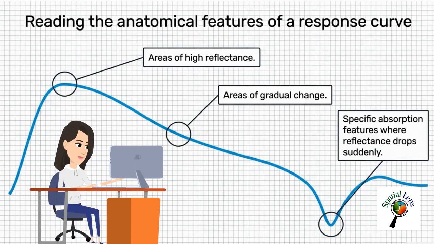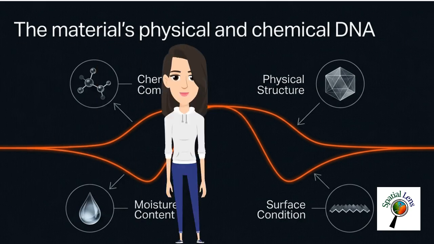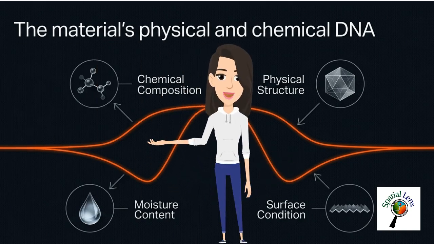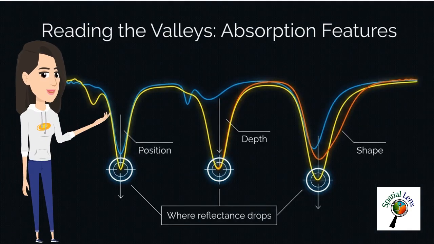The shape of a spectral signature can contain several important features. We may see areas of relatively high reflectance, areas of low reflectance, gradual changes, and specific absorption features where reflectance drops at particular wavelengths. These absorption features are especially important because they are related to the physical and chemical properties of the material. The position, depth, and shape of these features can provide useful information about what is causing the material to absorb particular wavelengths.